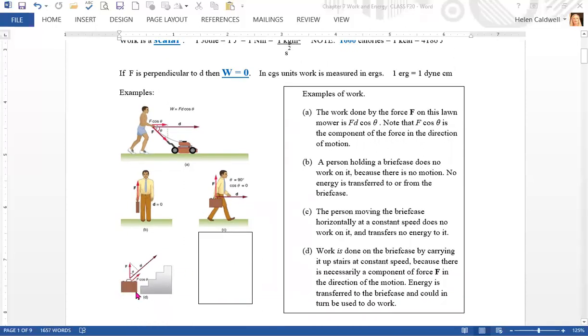If we take the briefcase and climb the stairs, we are moving. There are two different ways to look at this. You could look at it as we're moving diagonally, so this distance. Whatever part of our force is parallel to our direction of motion, that's the force we use in the equation. We'll do an example similar to this.